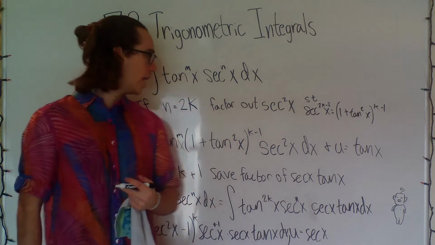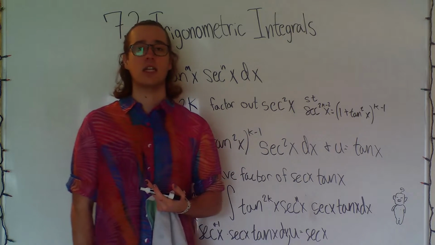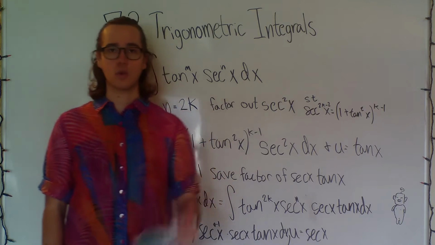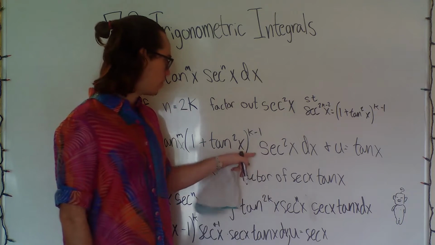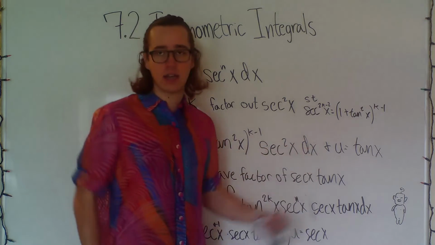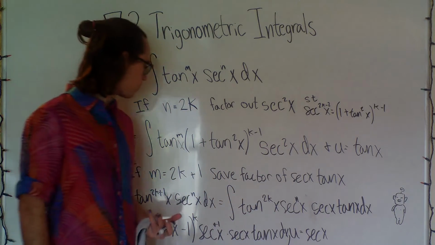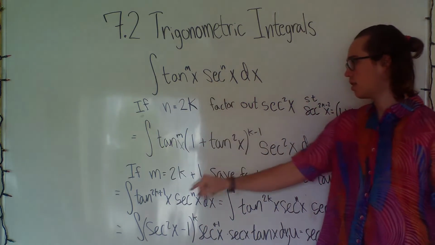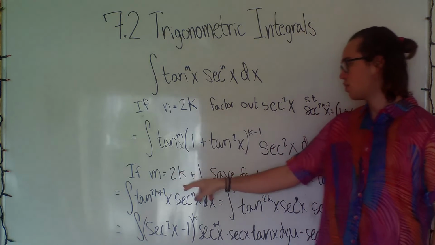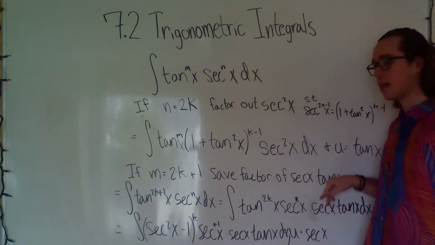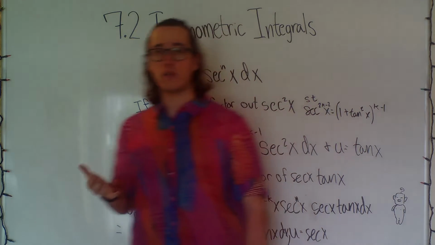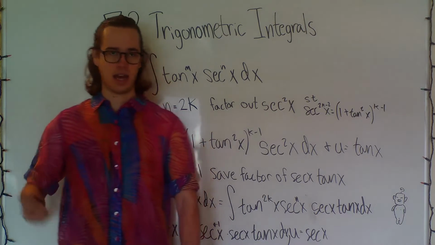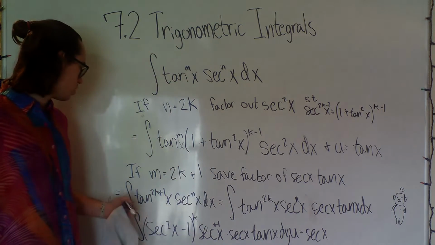Why do we do this? Well, the derivative, i.e. du of tan x, is going to be equal to secant squared dx. So, we see secant squared dx on the outside. We can do a perfect u substitution. Now, if our m, or the power related to our tangent, is odd, i.e. m is equal to 2k plus 1, save a factor of secant x and tangent x. Why do we do this? Well, the derivative of secant x is going to be secant x tan x, so for our u substitution, and then we can just change the integral.